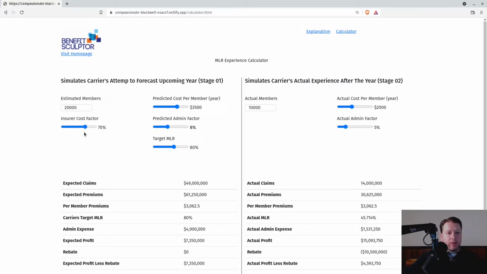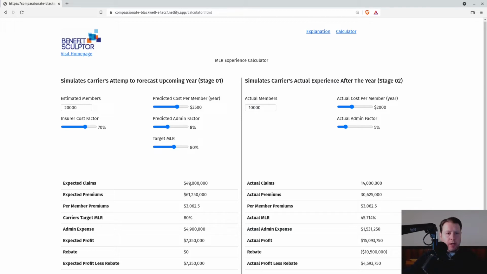That's, well, I'll explain one calculation. I guess that's expected members times the expected healthcare costs multiplied by the insurance cost factor. That's 49 million. And so what happens is the insurance company says, okay, we think that we're going to have an expense of 49 million. And so from that, we're going to calculate an amount that we think our premiums will be. And the premiums are directly affected by the target MLR.